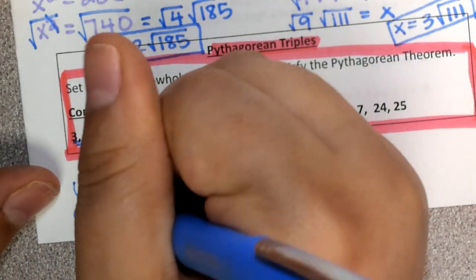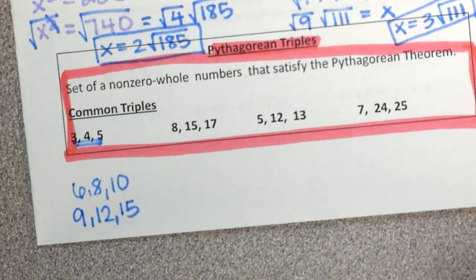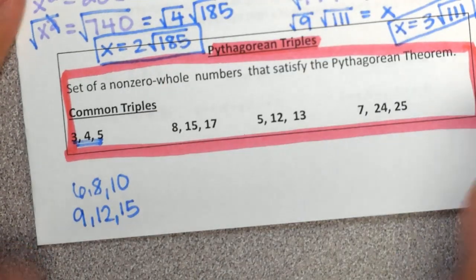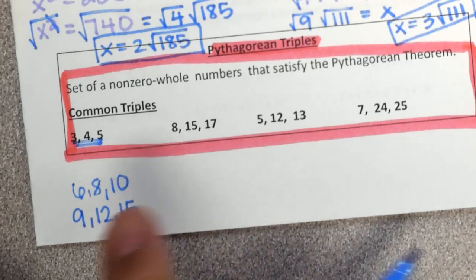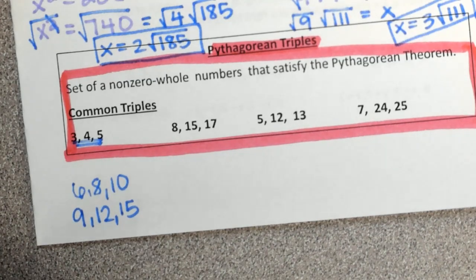9, 12, 15 also works. What if I multiply them all by 10? It works. Okay? So any multiple of any of these works out. We good? Okay. Do you have to memorize them? No. You're just going to make your life easier if you do. Okay? Open up your notes.